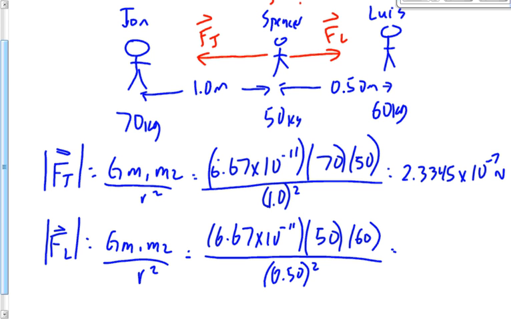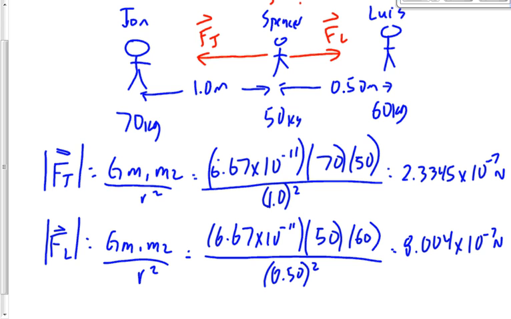Let's figure out what that force is now. I get 8.004 times 10 to the minus 7 newtons. Who attracts Spencer more? Louis or John? Louis does. Louis is lighter, 20 kilograms lighter.